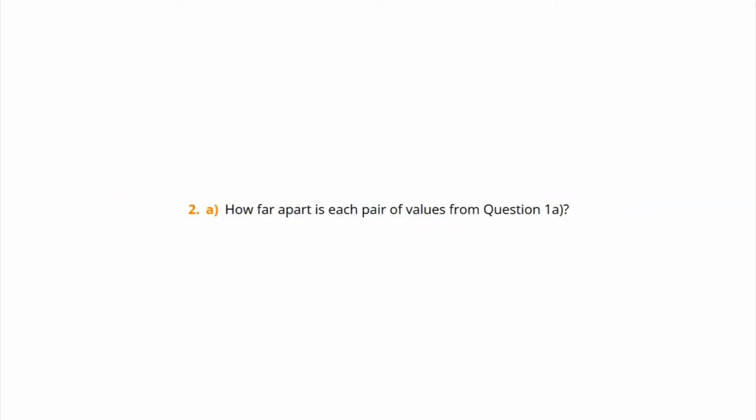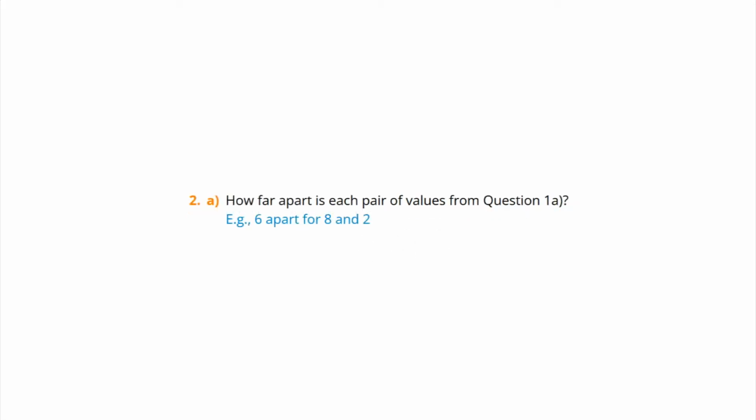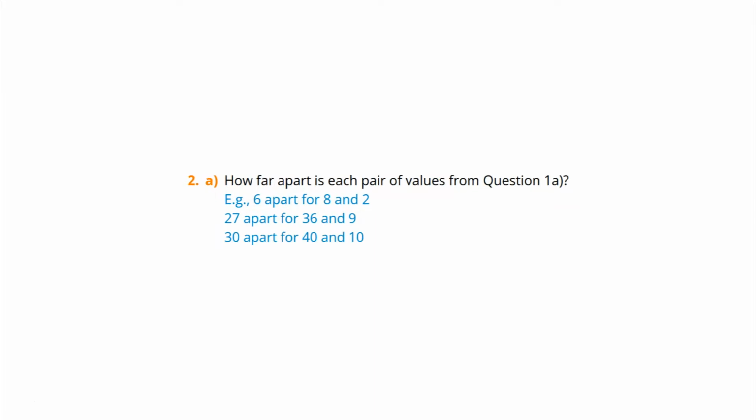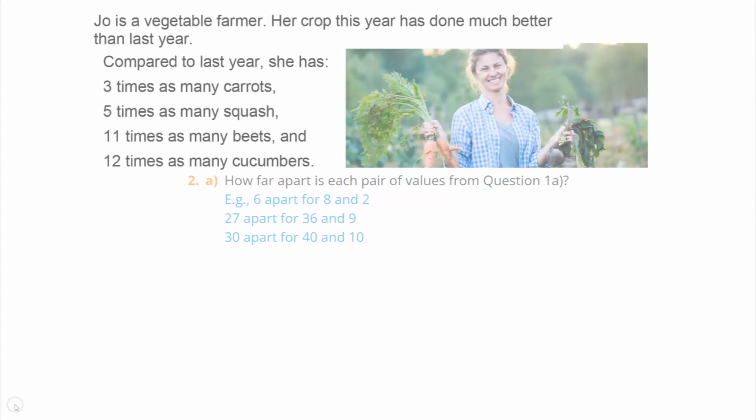How far apart is each pair of values from question 1a? For example, if we use the equation 8 is equal to 4 times 2, then it is 6 apart for 8 and 2. 36 and 9 were 27 apart. 40 and 10 were 30 apart.